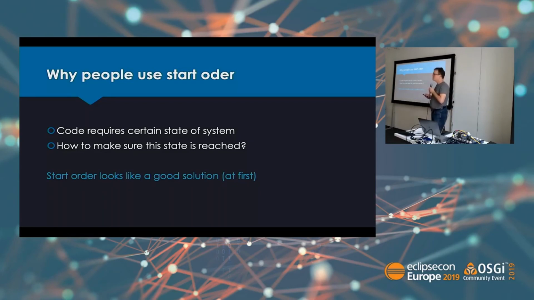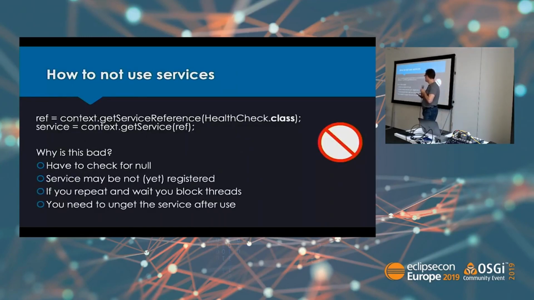So the question is, why do people use start order at all? And the typical thing is, the code requires the system be in a certain state. And sometimes this is just something, one bundle changes a static variable in some place, and the other bundle needs that for a static factory or something. This is never a good idea in OSGi. So your dependencies should always be on the level of services, and this makes it better. So only at first the start level looks good. If you use it in practice and your system grows, it's becoming worse and worse.